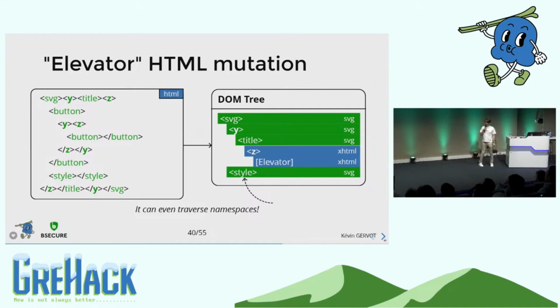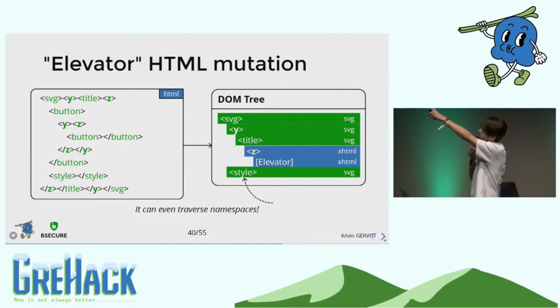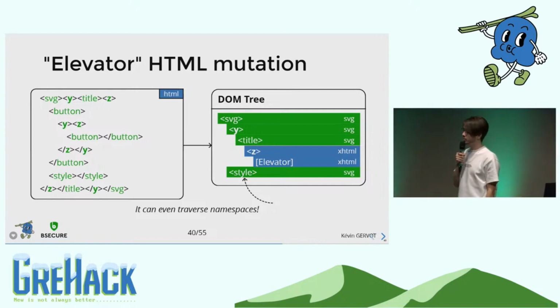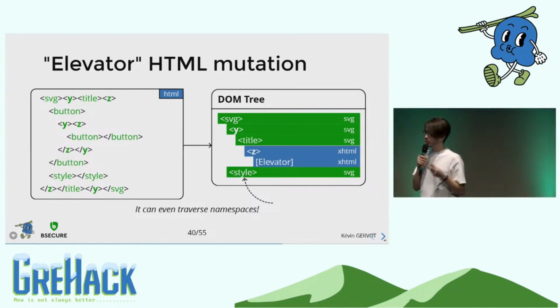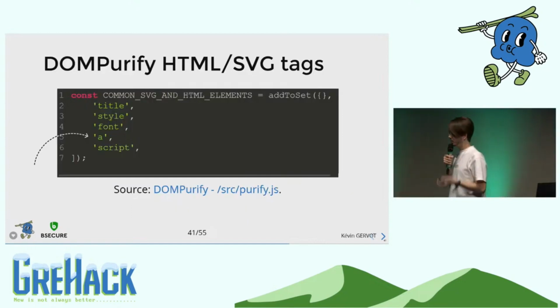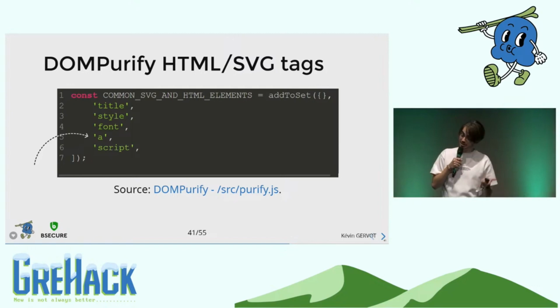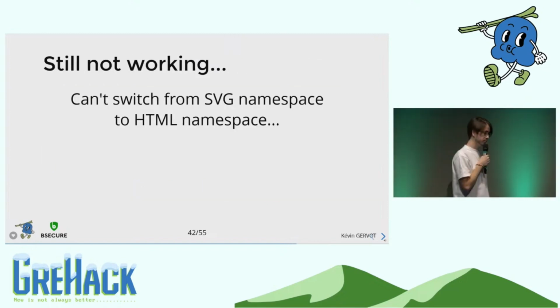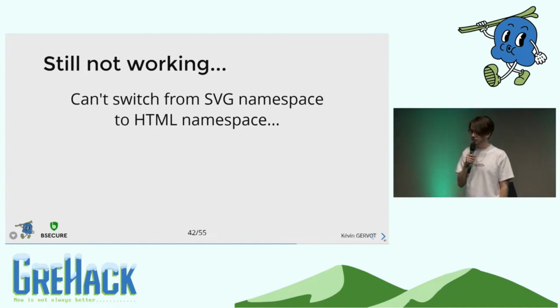And if we try to parse it, the style tag, which was at the bottom of the payload, at the same level of the first button tag, we can see that it falls into the HTML namespace. So the only limitation of it is that you need to have a Y tag which is allowed on both the HTML namespace and the SVG namespace. And if we take a look into the DOMPurify source code, we can see that there is, for example, the A tag, which matches exactly what we are looking for. But again, this is not enough because we can't switch from SVG to HTML.